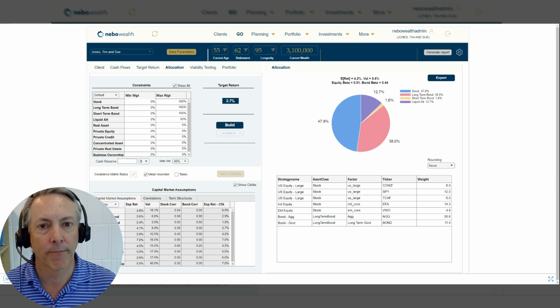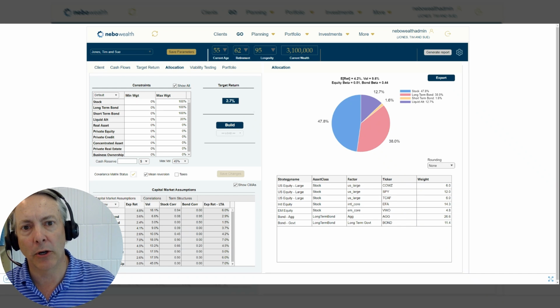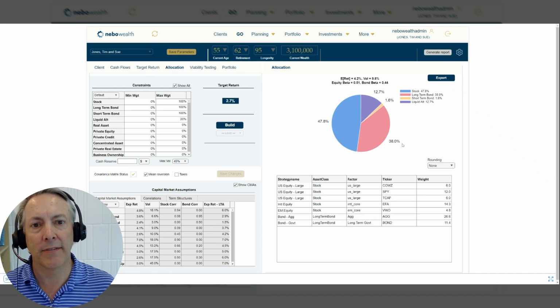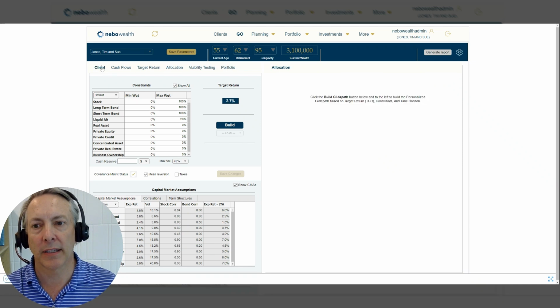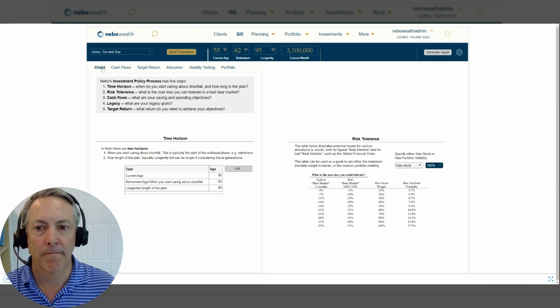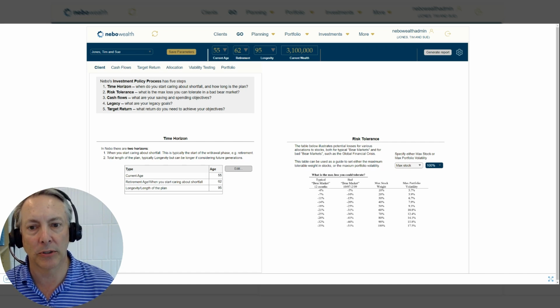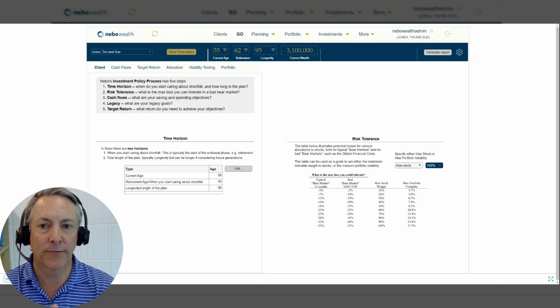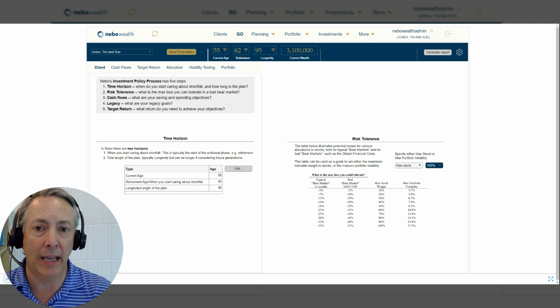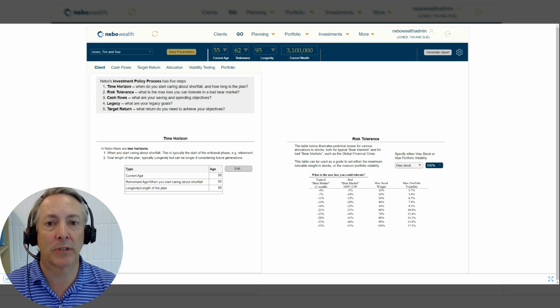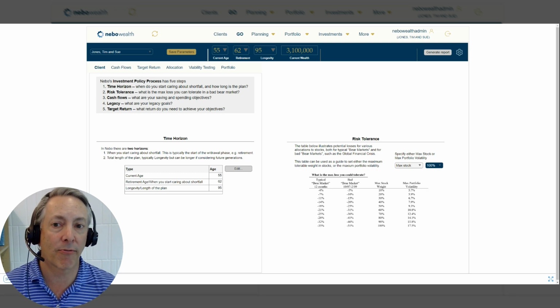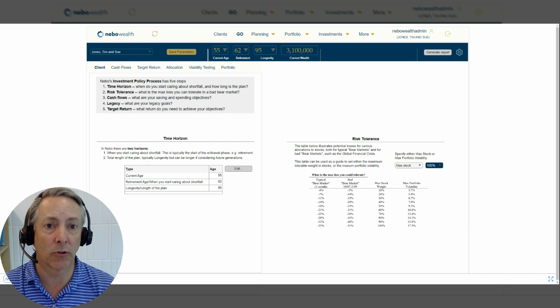So how do we get there? Well, we got there by going through Nebo Wealth's five-step investment policy process. So going back to the beginnings. So we have a time horizon, risk tolerance, cash flows, legacy, and target return. So the time horizon for Tim and Sue, they're both currently age 55. They anticipate retiring at age 62. They have longevity of 95, and they have 3.1 million for current wealth.